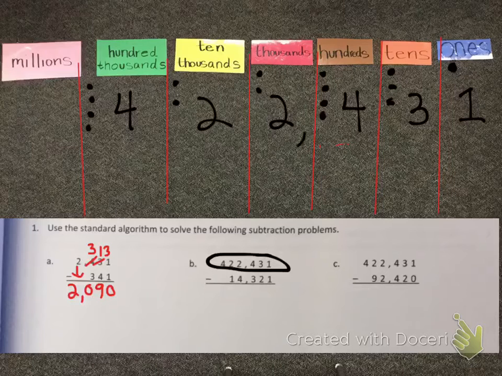Perfect. Awesome. All right, and we are subtracting 14,321. So I'm going to put the 1 underneath these digits so I can subtract.